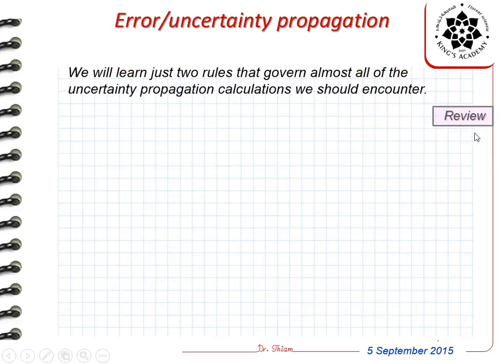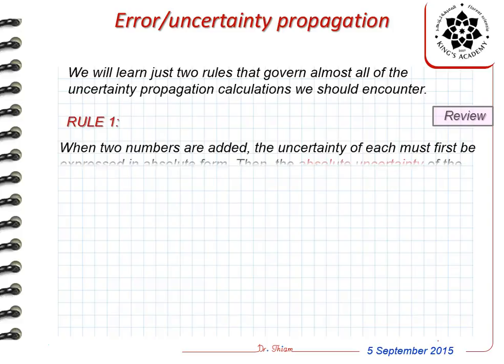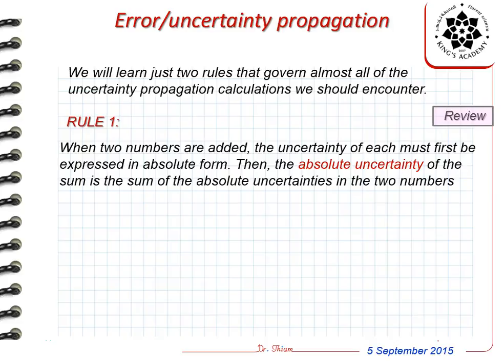So back to error propagation. There are two rules that you need to know. One of them is about multiplication and division, and the second rule is about addition and subtraction. So rule 1 is about addition and subtraction.